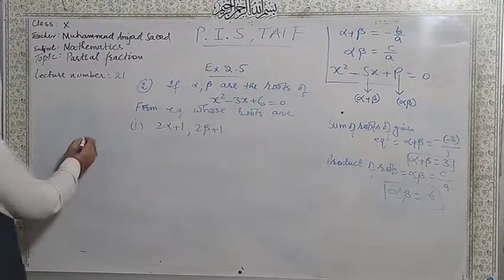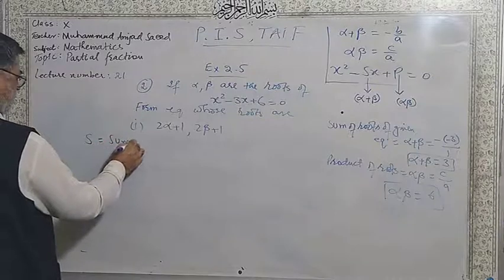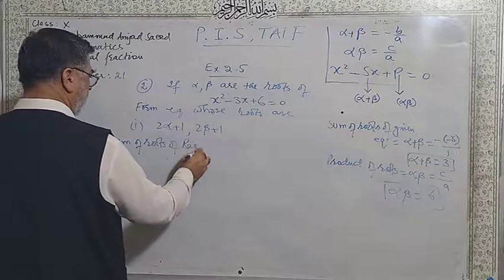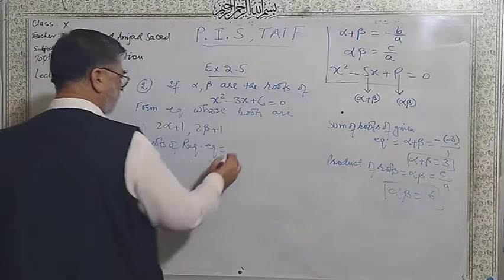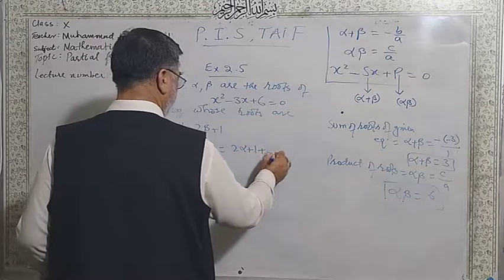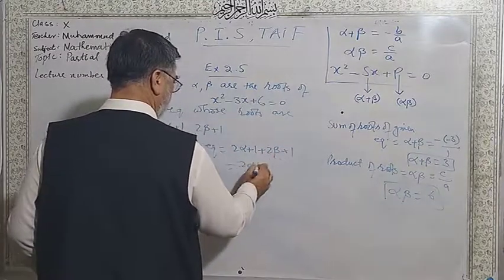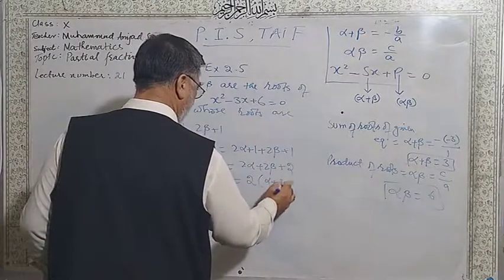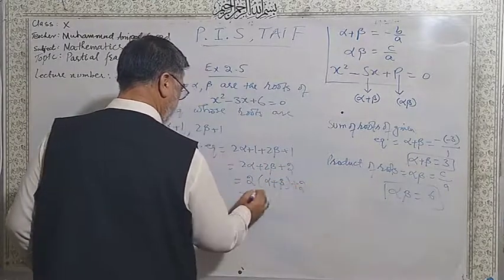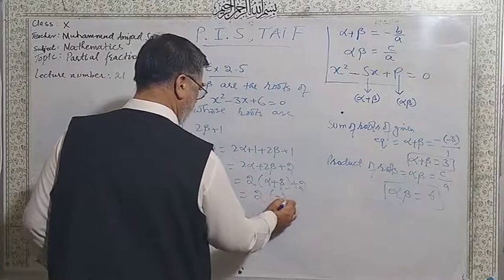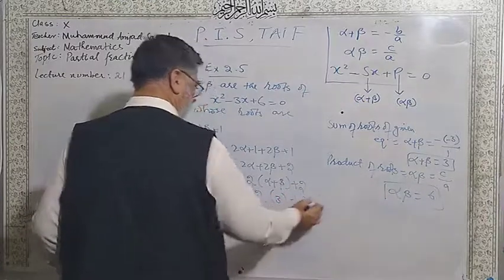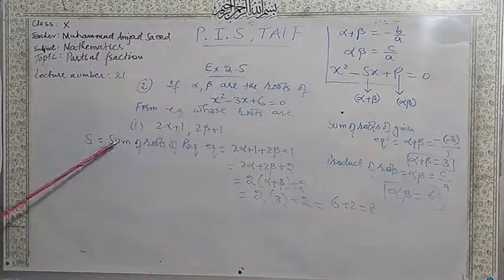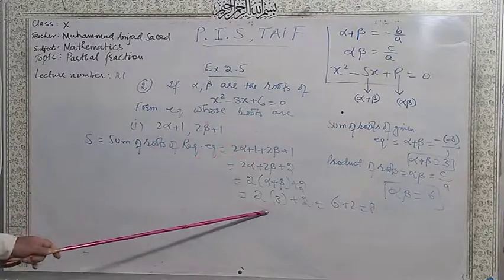But here I am writing S is equal to sum of roots of required equation, 2 alpha plus 1 plus 2 beta plus 1. 2 alpha plus 2 beta plus 2. 2 common, 2 into alpha plus beta plus 2. 2 into alpha plus beta is 3, plus 2. This is 6 plus 2 is equal to 8. You can check S is equal to sum of roots of required equation.